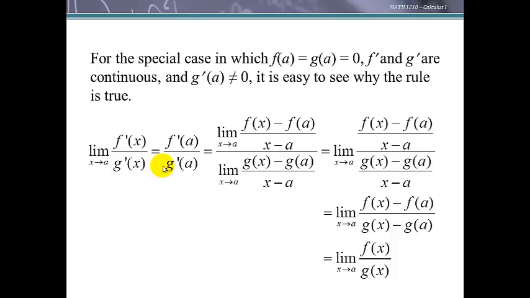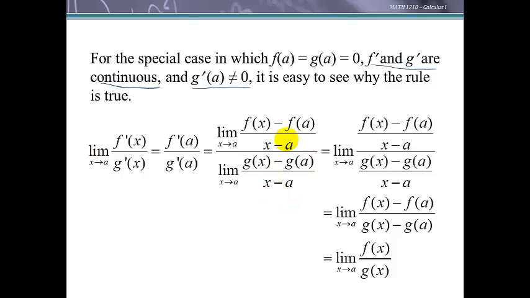So starting with the right-hand side, we have the limit as x approaches a of f prime of x over g prime of x. Because we have that f prime and g prime are continuous and g prime at a is not 0, we can directly evaluate. So that equals f prime of a over g prime of a. Now let's go to the limit definition of derivative. So f prime of a is the limit as x approaches a of f of x minus f of a over x minus a. And similarly, g prime of a, using the limit definition, is the limit as x approaches a of g of x minus g of a over x minus a.